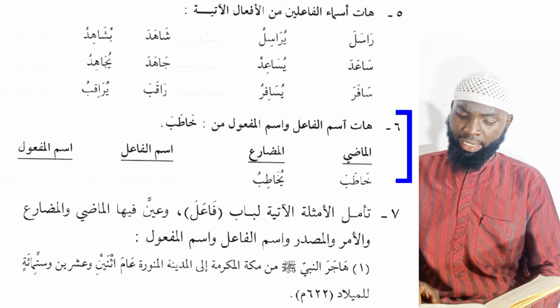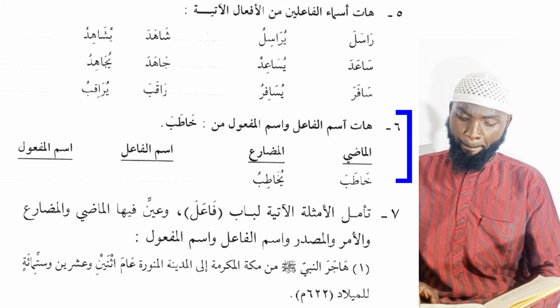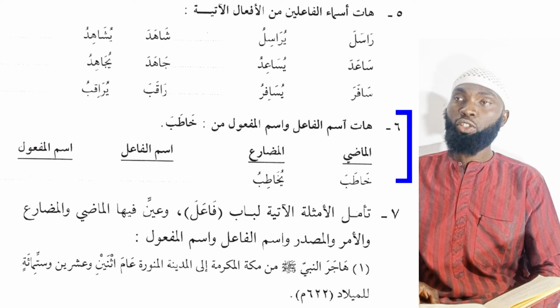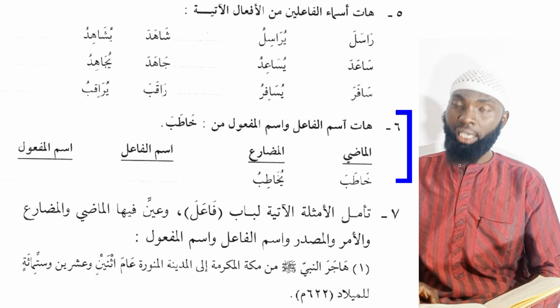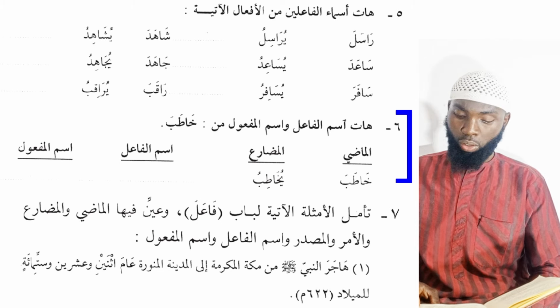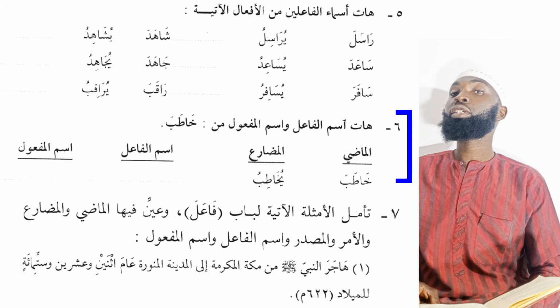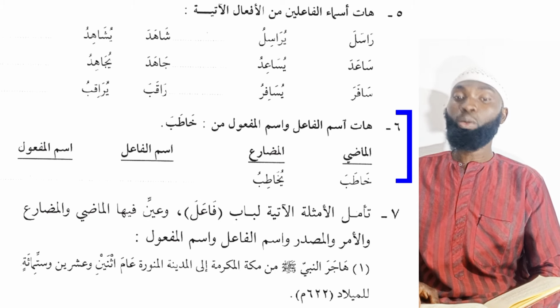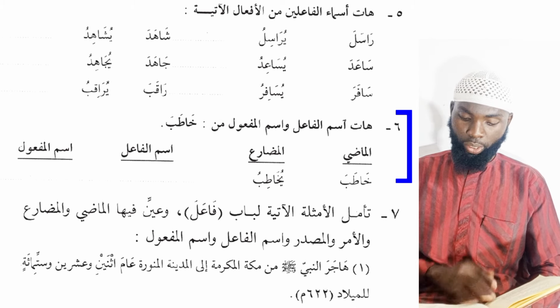Number six, we have: hati ismal-fa'il wa ismal-maf'ul min khataba. You have to bring the subject noun and the object noun from the word khataba. So the subject noun will be what? Mukhatibun, and the object will be mukhatabun, mashallah. So you can see here.